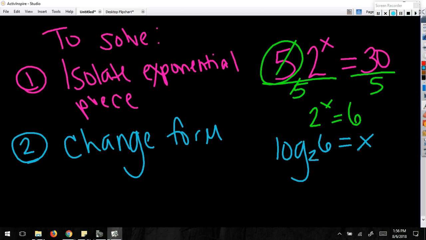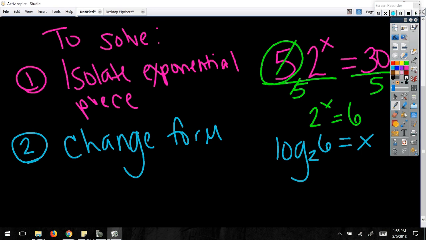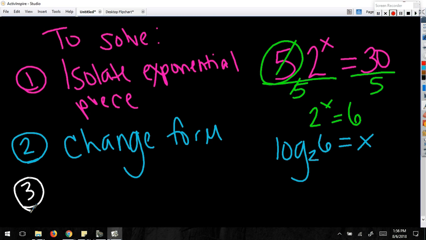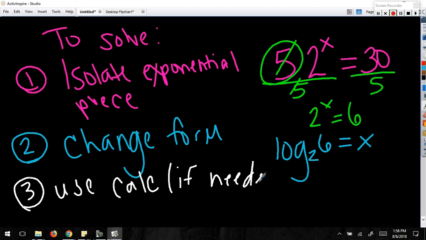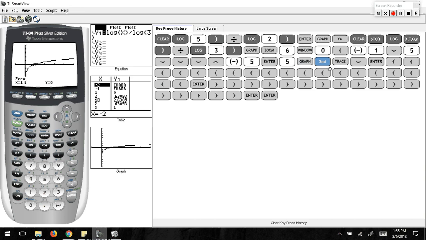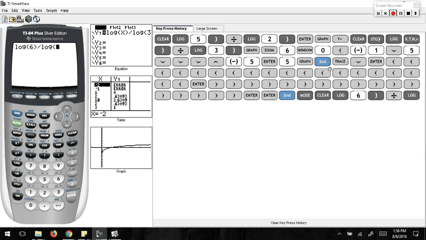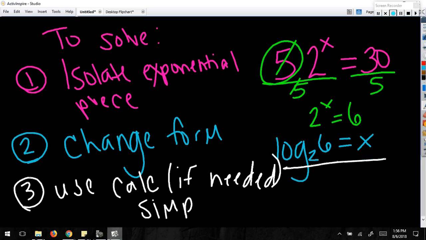Well, this is a pretty easy solve. Now I'm going to get a decimal approximation, but that's fine, because at this point I can use my calculator if I need to. And so I'll put if needed here. And simplify. So remember, this is not a base of 10, so I'll use my calculator to say log of 6 divided by log of 2. 2.58 is going to be our approximation.